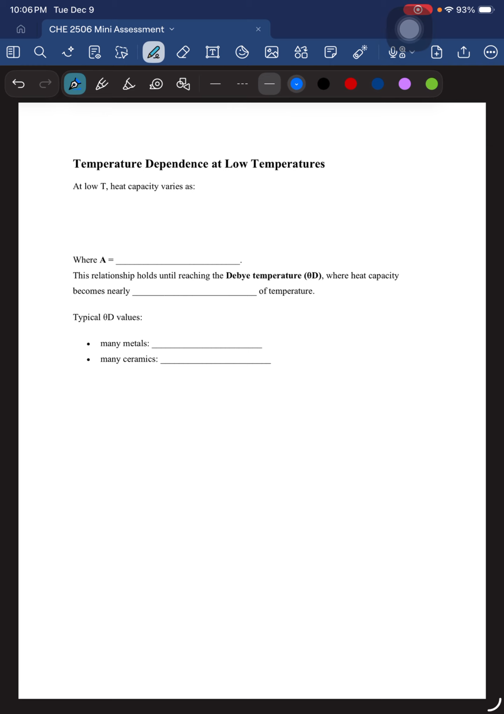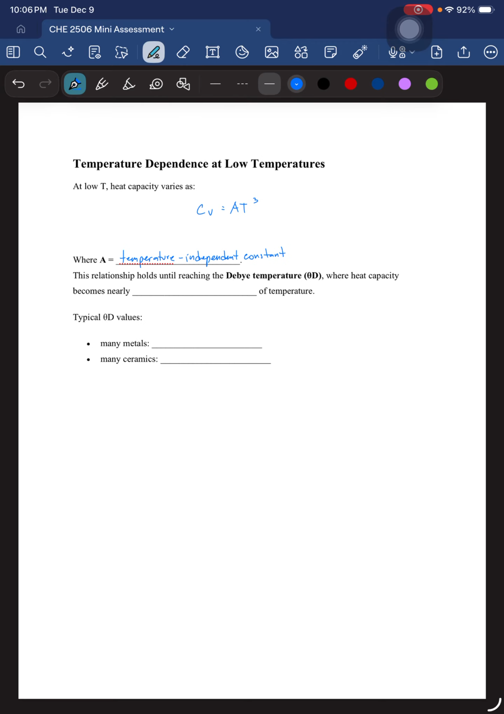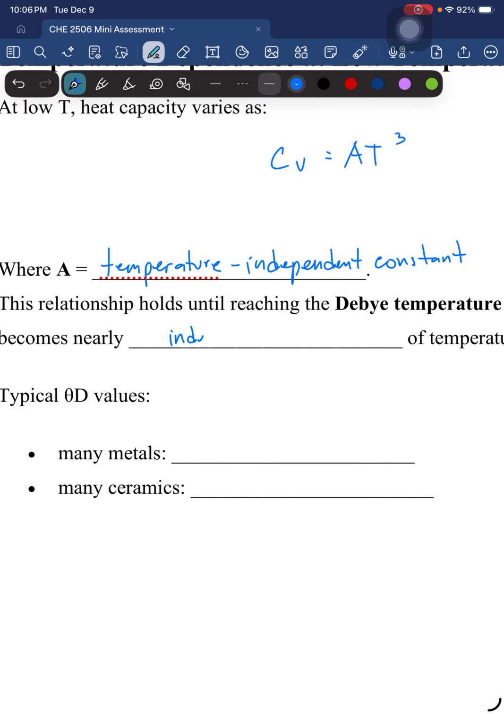Temperature dependence at low temperatures. At low temperature, heat capacity varies as CV equals AT cubed, where A is a temperature-independent constant. This relationship holds until reaching the Debye temperature, theta D, where the heat capacity becomes nearly independent of temperature.